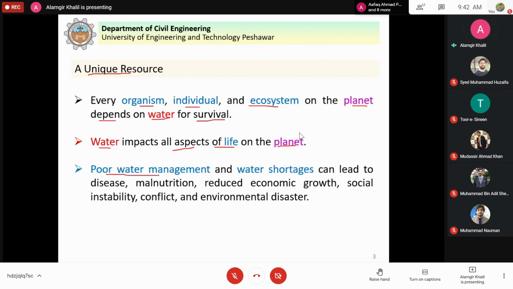Poor water management and water shortages can lead to disease. If there is a shortage of water, it can lead to disease, malnutrition, insufficient food. Because if we have no water, we will not be able to grow crops and we will not be able to feed the population. So it can result in malnutrition.